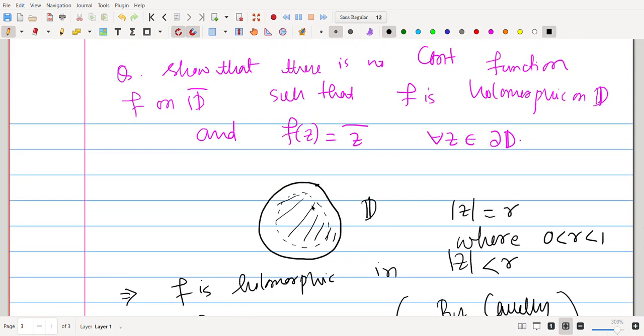So you are basically taking the domain disk and taking a small enough loop inside that, and you know that f is holomorphic inside that domain, so by the Cauchy-Goursat theorem this is 0. But when you approach mod z equal to 1, at each stage the integral vanishes, but in the limiting sense on the boundary, when you check mod z equal to 1, the integral doesn't vanish, it becomes 2 pi i. So there is no such function satisfying this condition. Okay, thank you.